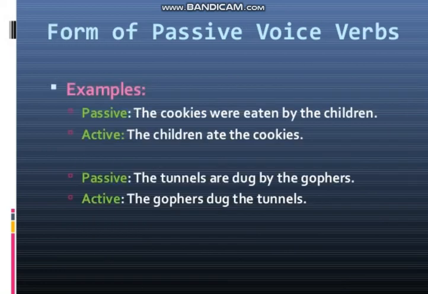Here we have two other examples of active and passive voice sentences. Look at the first, which is in passive voice: the cookies were eaten by the children. The children ate the cookies. The tunnels are dug by the gophers. The gophers dug the tunnels. So here you can see the difference between active and passive voice, how the performer of an action or the subject is active in active sentences and how they are passive in passive sentences. This was a little bit of an introduction to active and passive voices. In our next class we will discuss it in more detail.